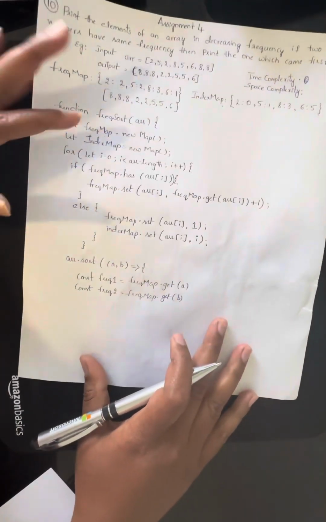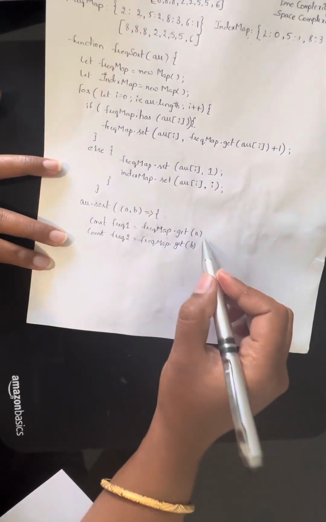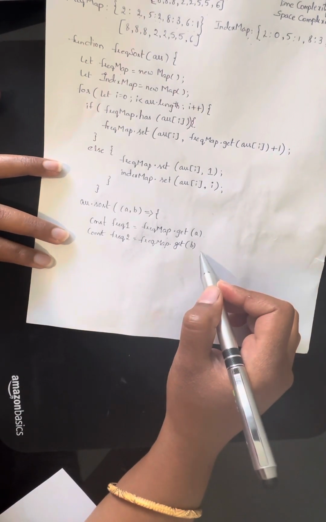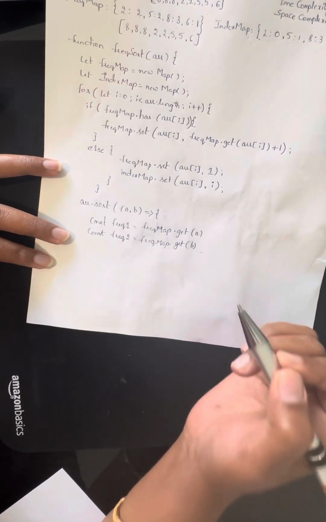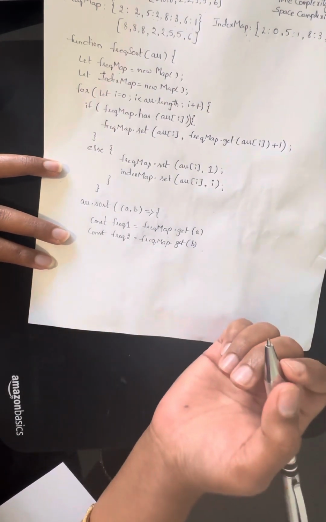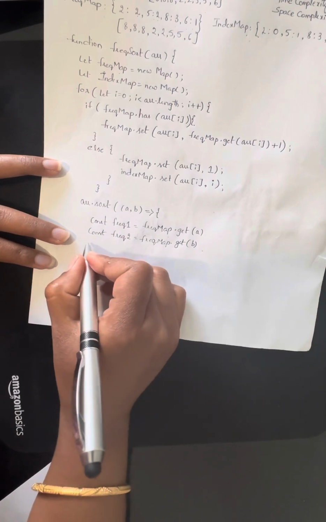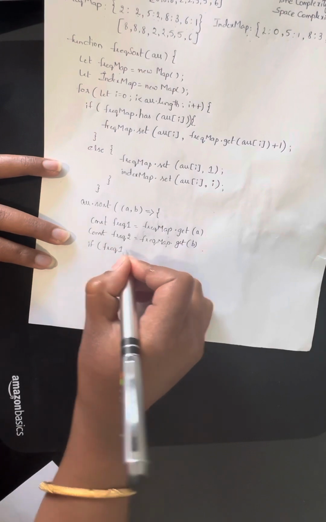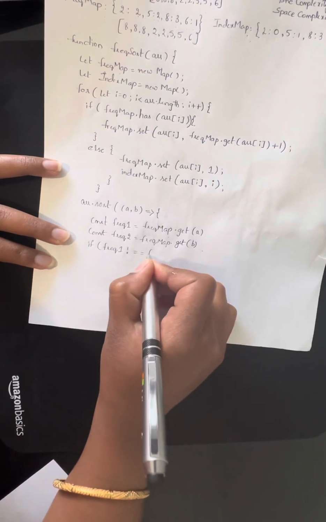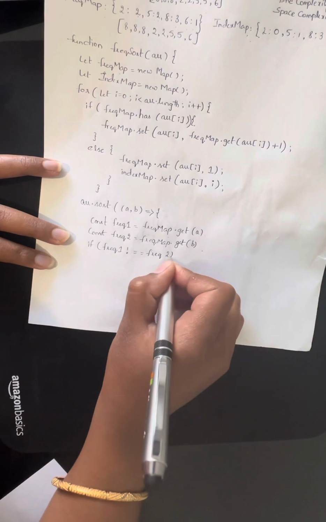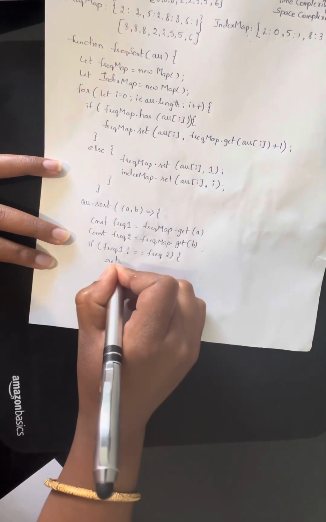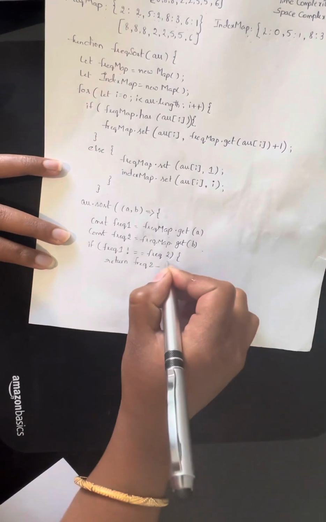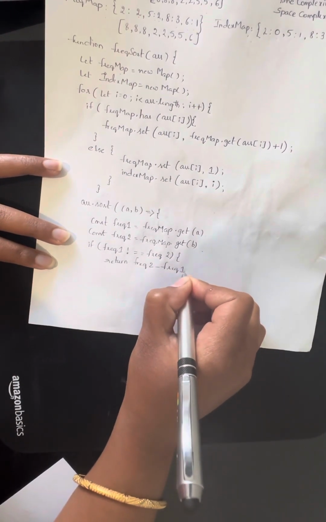Now we compare these two frequencies for both the elements, and whichever has the highest frequency, we need to return that one. We need to sort depending on that. So we check if frequency1 not equals frequency2, then return frequency2 minus frequency1.